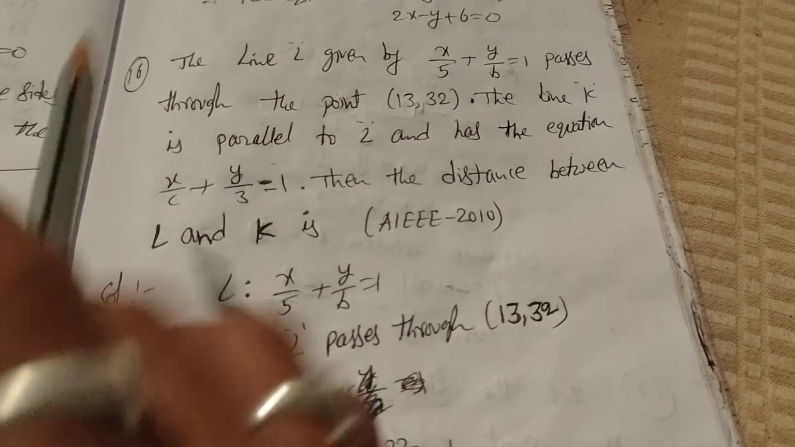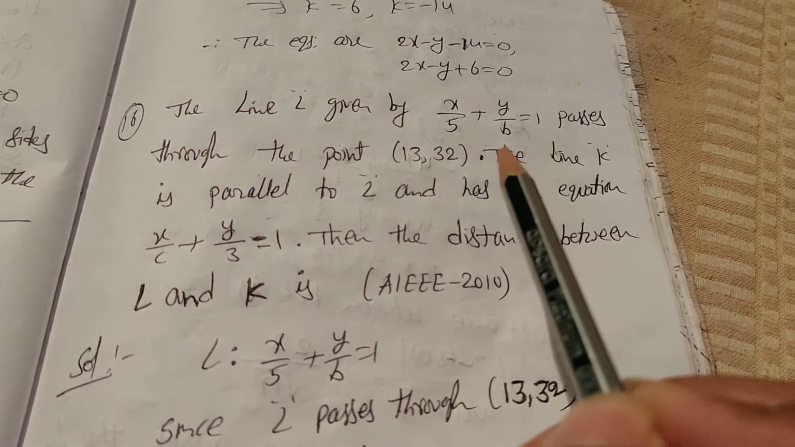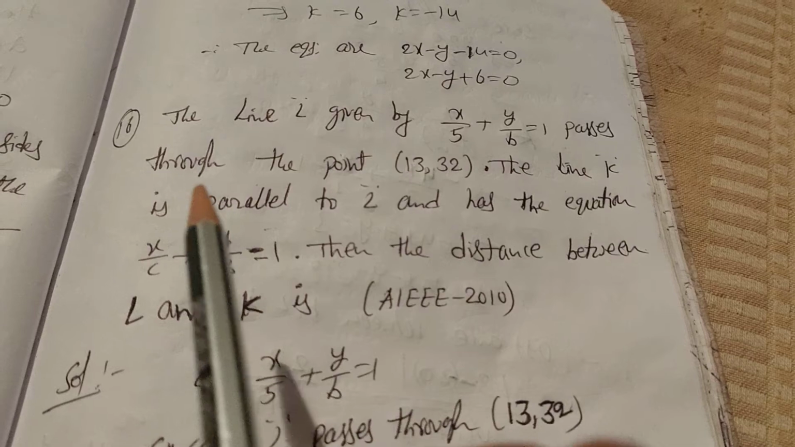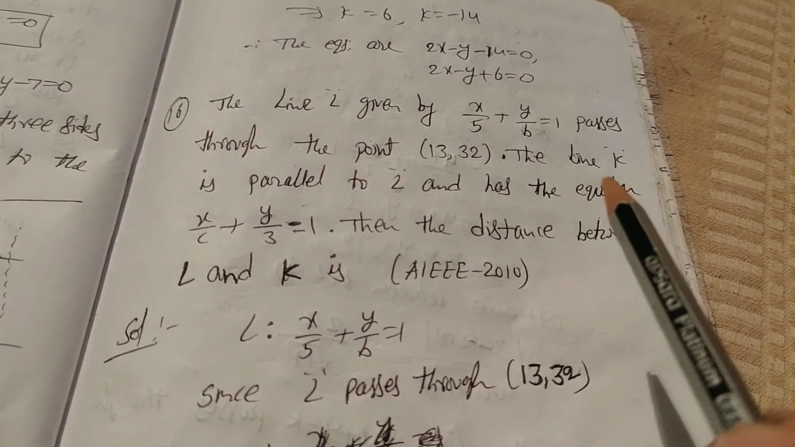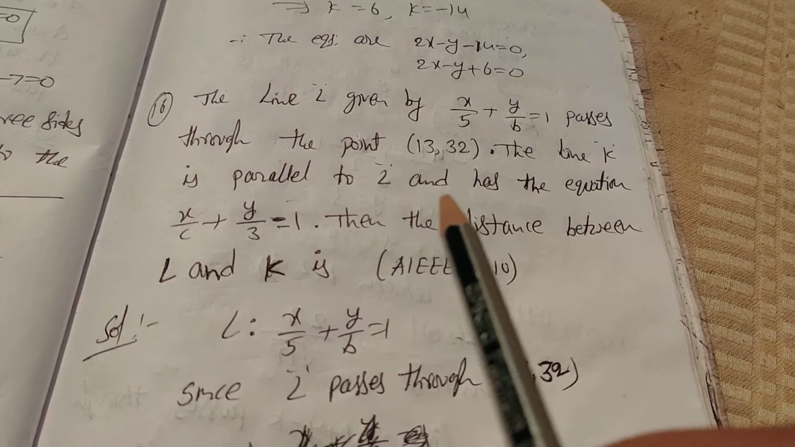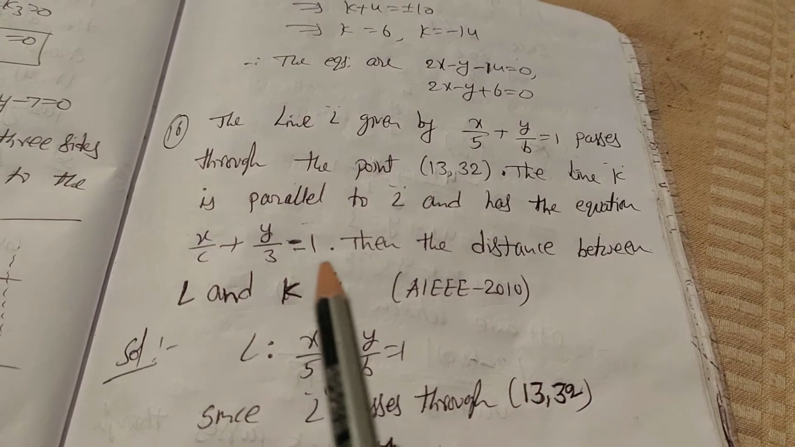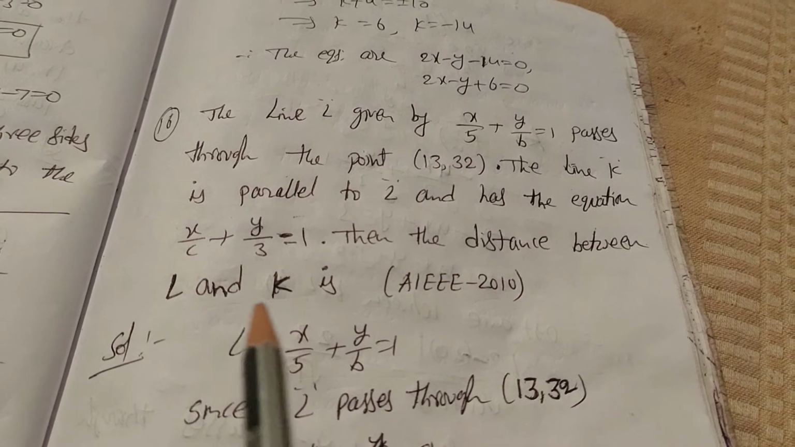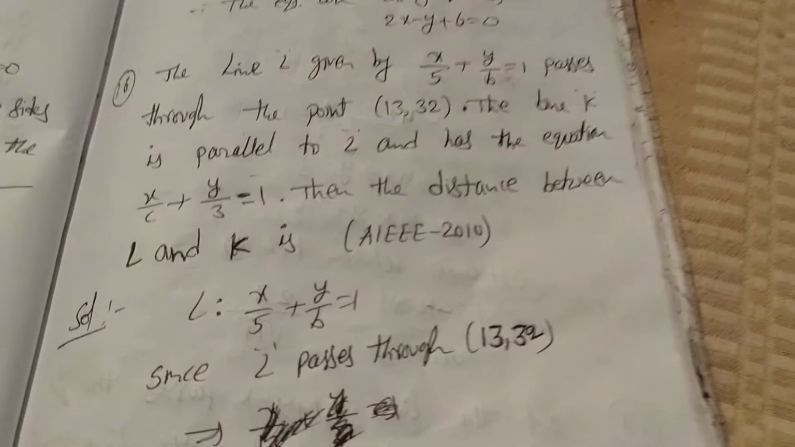Next question. The line L given by x by 5 plus y by b is equal to 1 passes through the point (13, 32). The line K is parallel to L and has the equation x by c plus y by 3 is equal to 1. Then the distance between L and K is? This is the AIEEE 2010 question.